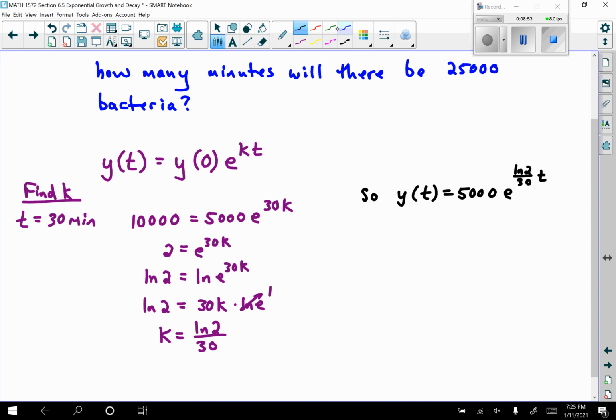So now we need to know the time that there's going to be 25,000 bacteria. So now our final amount is going to be the 25,000, is going to equal the 5,000 times e to the natural log of 2 over 30 times t. So now we can solve this for t. So dividing 25,000 by 5,000 gives us 5 is equal to e raised to the natural log of 2 over 30t. Now we're going to take the natural log of both sides.